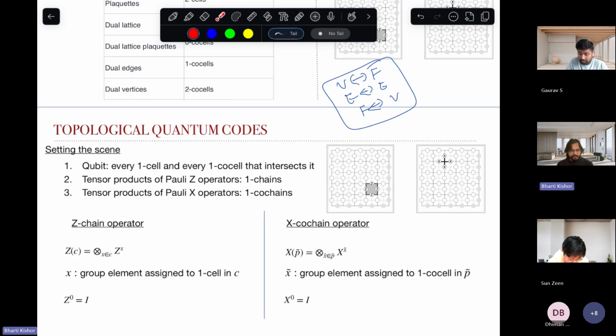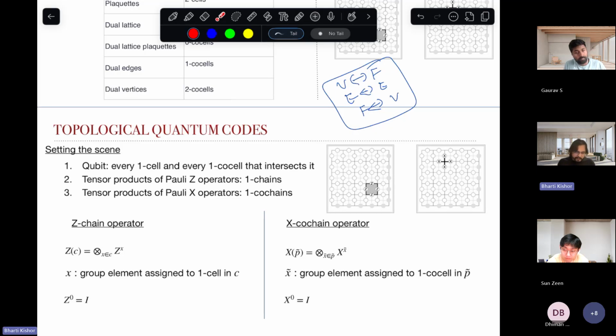So a Z chain operator, basically, corresponds to what was a one chain. A one chain was basically an assignment of 0 or 1 to every one-dimensional object on your lattice. So a chain was basically, to every edge you assign 0 or 1. You either call it 0 or 1, and for every such assignment, you get a one chain.